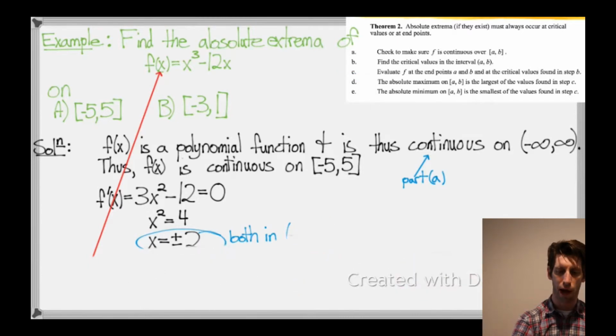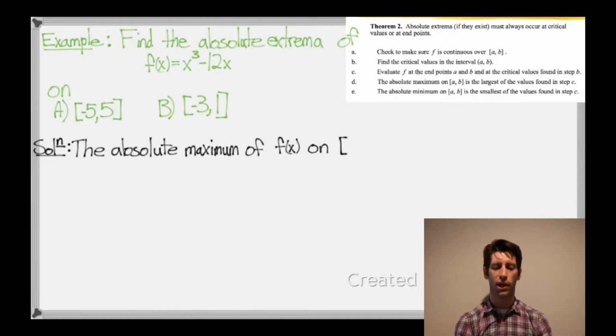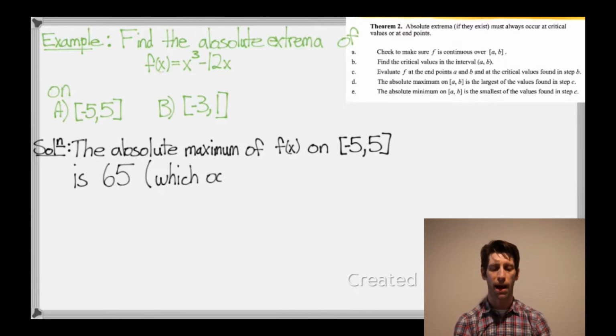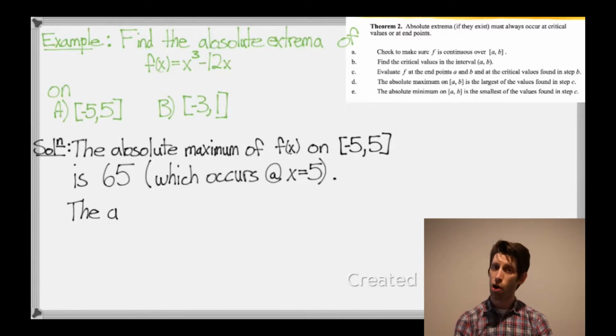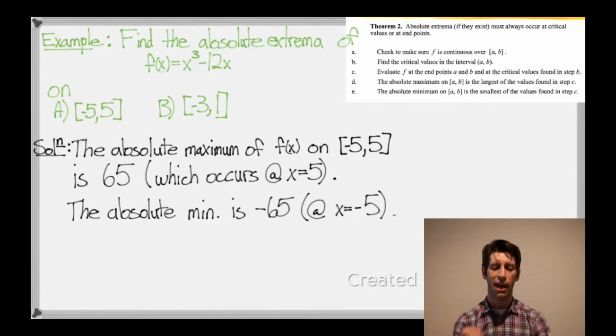So now we'll go ahead and write our solution. So let's clear ourselves some room. The absolute maximum of the function f of x on the closed interval from -5 to 5 is 65. Notice this is a y value and it occurs at the x value x equals 5. The absolute minimum, on the other hand, is -65. Once again, a y value that occurs at the x value x equals -5. So at this point, go ahead and give part B a shot. Keep your notes with you, bring them to class, and we'll go through part B in class.